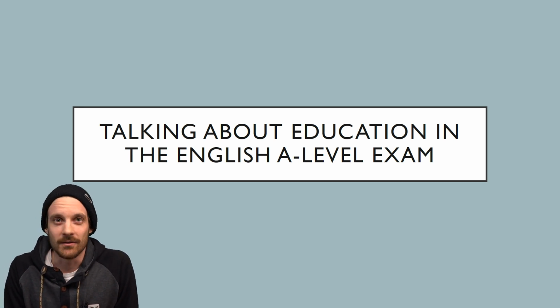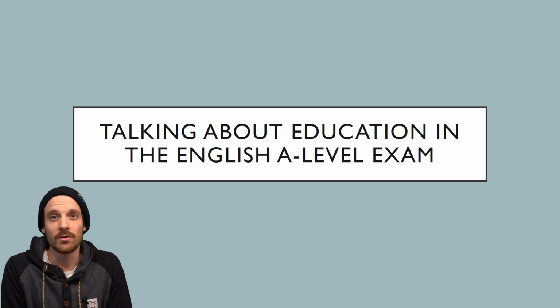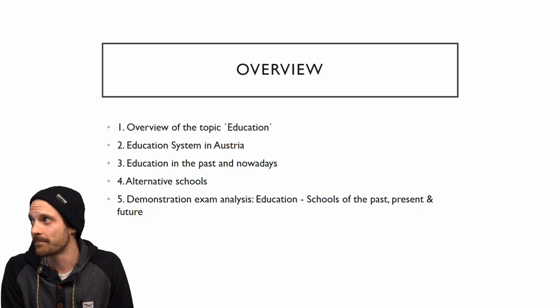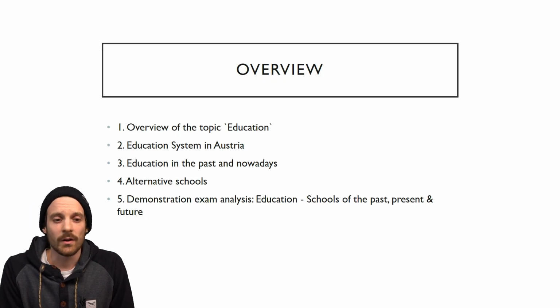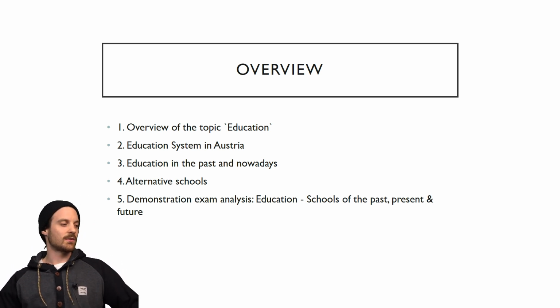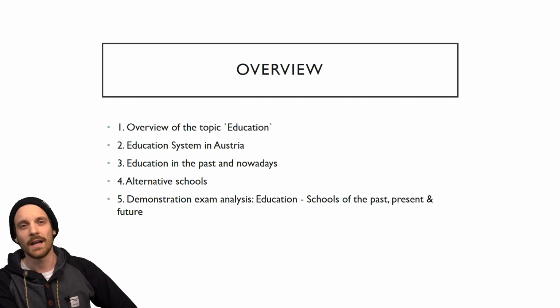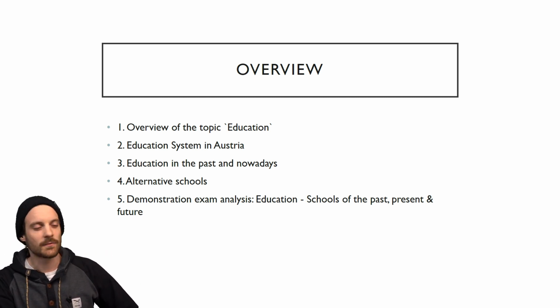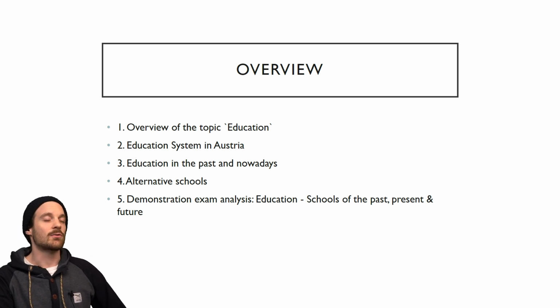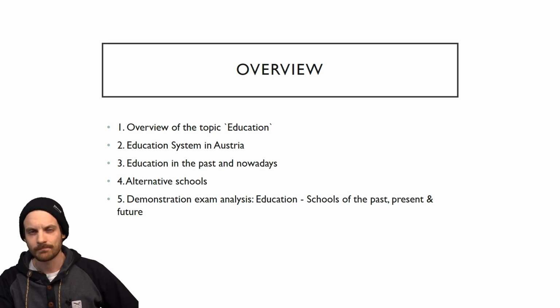Today we're going to talk about the topic education for your English A-level exam. At first we're gonna have a look at the topic of education, basically an overview of what you have to know in order to successfully pass the A-levels. Then we're going to talk about the education system here in Austria.